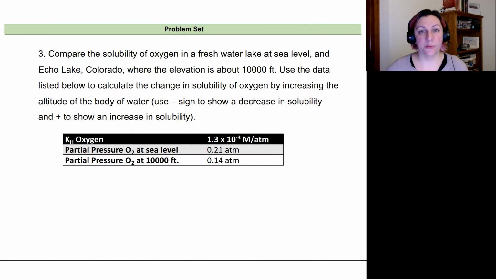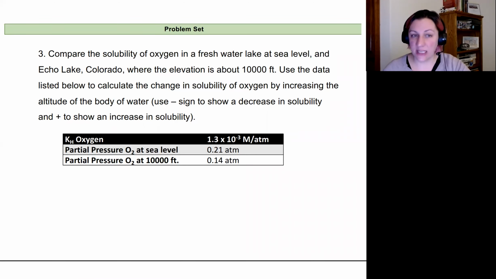I'm going to walk through the solution to this practice problem. Hopefully, you've had a chance to review it and try it yourself. If not, just pause and give it a try. So, in this one, we're going to compare the solubility of oxygen in a freshwater lake at sea level and then at Echo Lake in Colorado, where it'll be at an elevation of 10,000 feet.